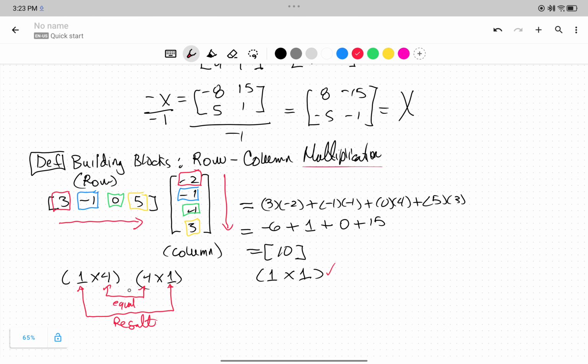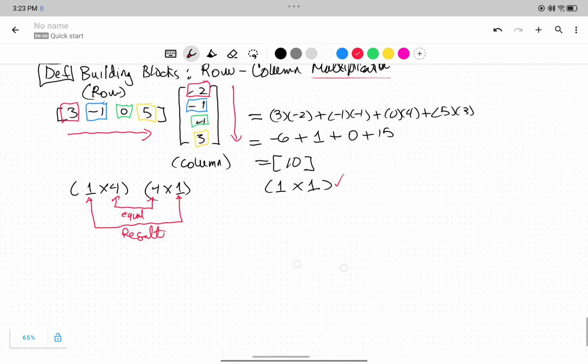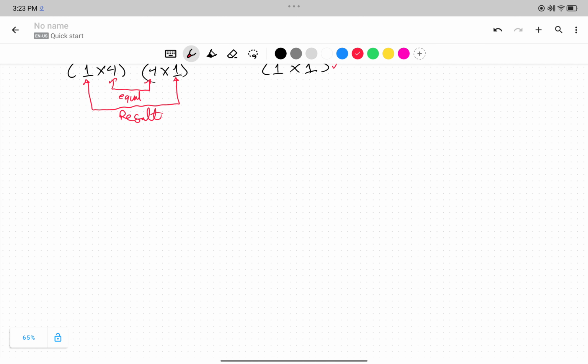What if the middle numbers are not the same? Well, if the middle numbers are not equal, then it's not possible. It's not going to work. Okay, so this is an example of a row times a column. When we think of matrix multiplication, it's all the building blocks put together. So you could have a bunch of rows with a bunch of columns. So it sounds complicated, but just as long as you're careful and keep track of what's happening, it's not going to be too bad. All right, so let's make it official.